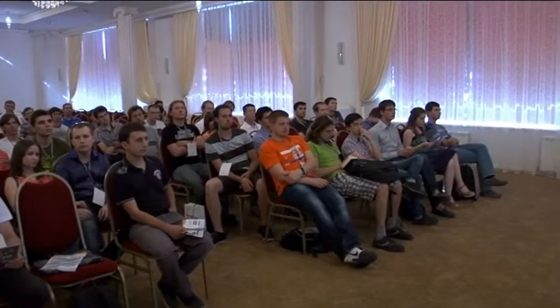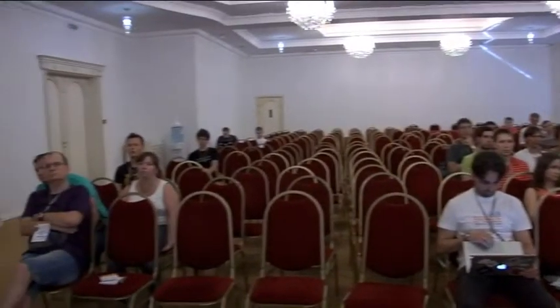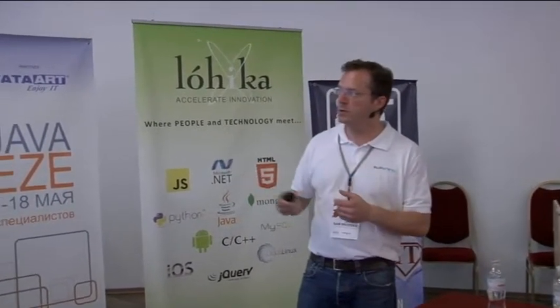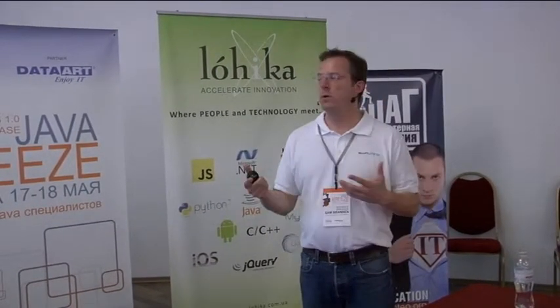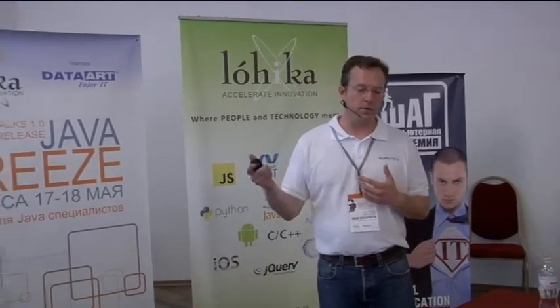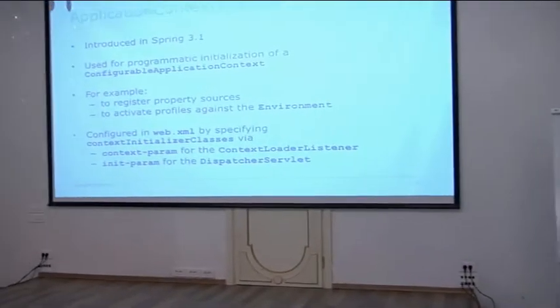Moving on, this ApplicationContextInitializer, as I mentioned before, is an interface introduced in Spring 3.1. What it does is allow you to programmatically initialize or configure your application context, an instance of ConfigurableApplicationContext. Typically this is done if you want to register some custom property sources or activate certain profiles against the environment. So again, new features in Spring 3.1. And normally this is done for a web application.